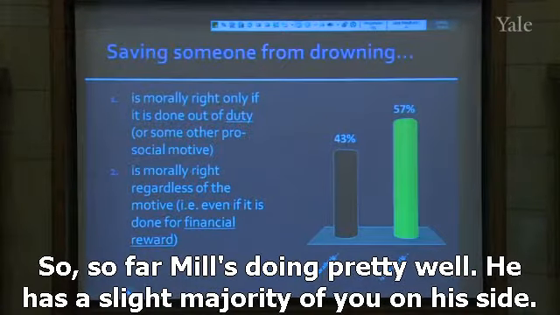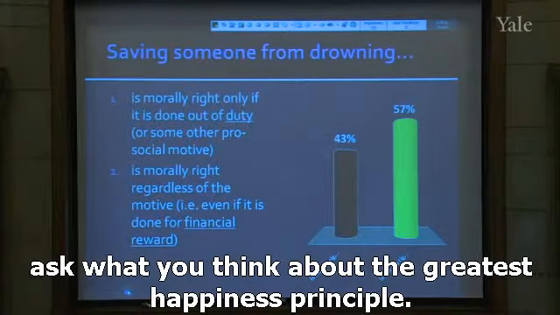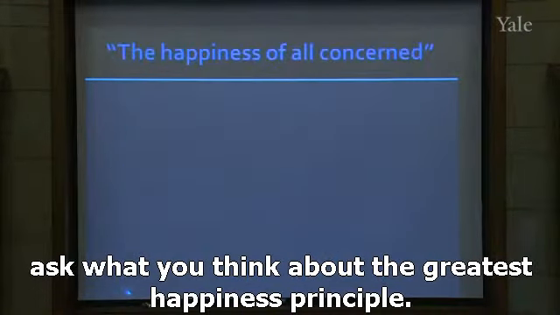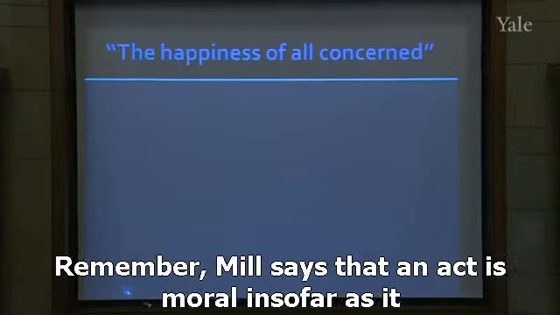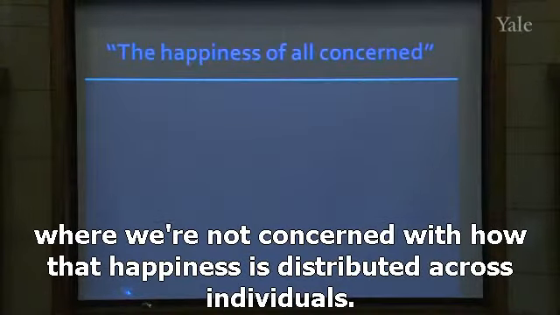So far, Mill's doing pretty well. He has a slight majority of you on his side. I now want to present you with a series of cases to ask what you think about the greatest happiness principle. Remember, Mill says that an act is moral insofar as it produces the greatest happiness for the greatest number, where we're not concerned with how that happiness is distributed across individuals.